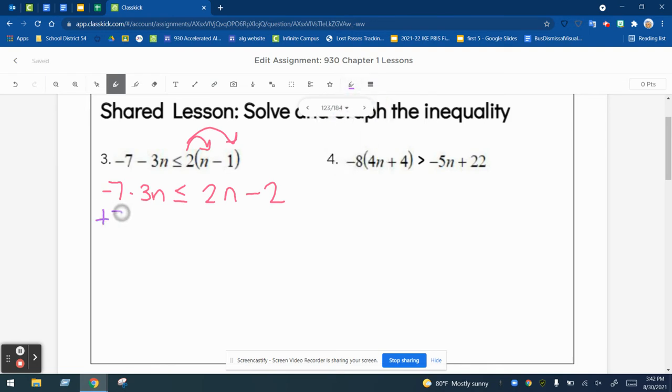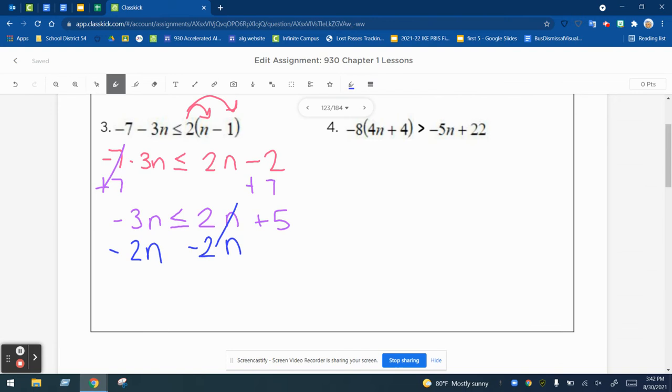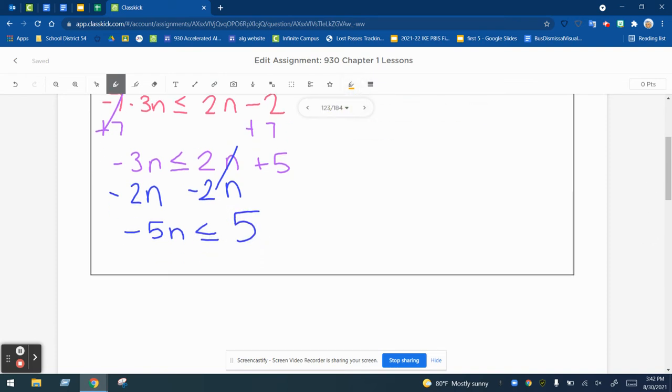Our goal here is to now get our variable on one side. So let's start by adding 7. And I have negative 3n is less than or equal to 2n plus 5. Now let's subtract our 2n. Negative 5n is less than or equal to 5. And now we will divide by the negative 5 to get n alone. n is less than or equal to negative 1.